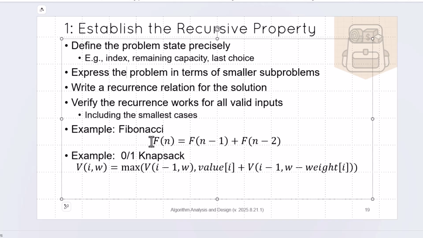An example for Fibonacci is we would have something like this, right? And an example for the 0-1 knapsack problem is V of i, w equals the max of V of i minus 1, w, or the value at i plus V at i minus 1, w minus weight. We'll see a little bit more later on knapsack.